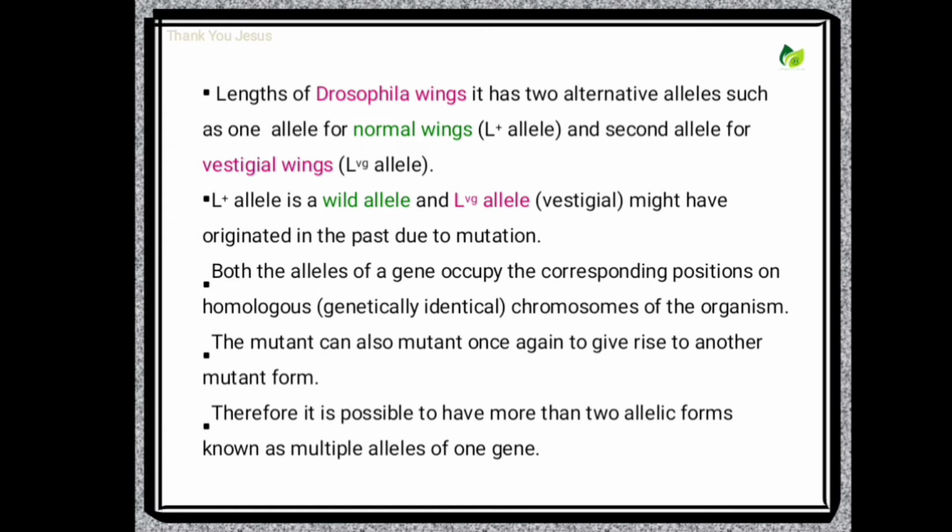Both the alleles of a gene occupy corresponding positions on homologous chromosomes of an organism. So they correspond to an identical position, the same position, on two homologous chromosomes. So the mutant can also mutate once again to give rise to another mutant form. Then the size of Drosophila wings decreases further. Therefore, it is possible to have more than two allelic forms, known as multiple alleles of one gene.